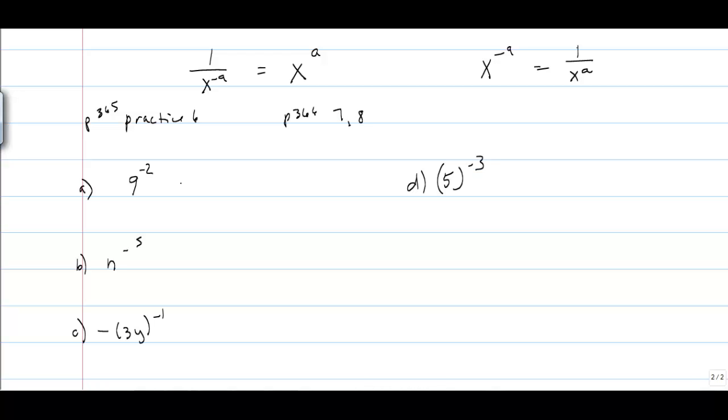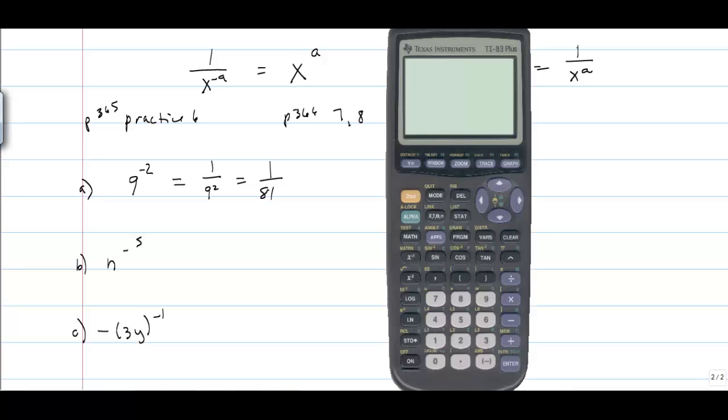Alright, let's look at these. First of all, 9 to the negative 2 is just 1 over 9 squared, which would be, if we multiplied this out, 1 over 81. And I do want to show how we would do this on the calculator. I would simply say 9 raised to the, and I'm going to use a parentheses because I want it to be to the negative 2 power.